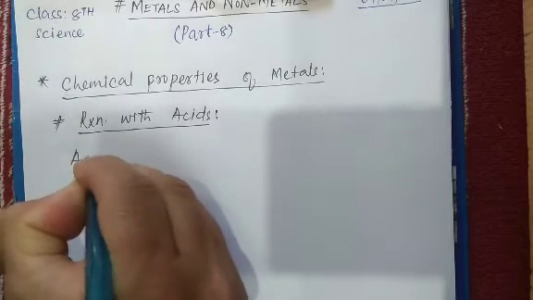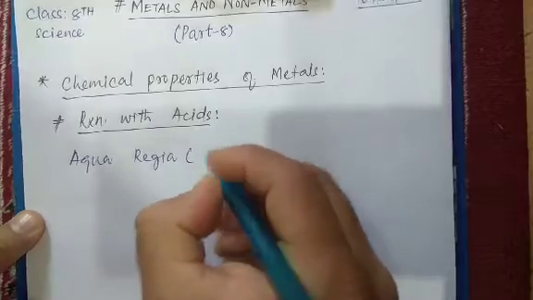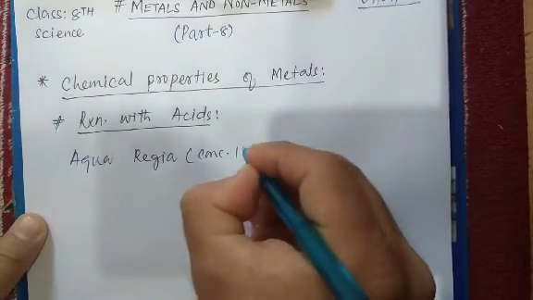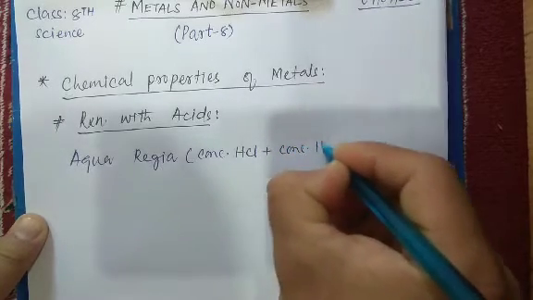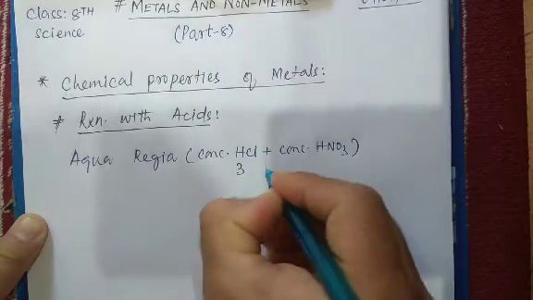Aqua regia, I have told you. Aqua regia is a mixture of concentrated HCl plus concentrated nitric acid. The ratio is 3 is to 1.